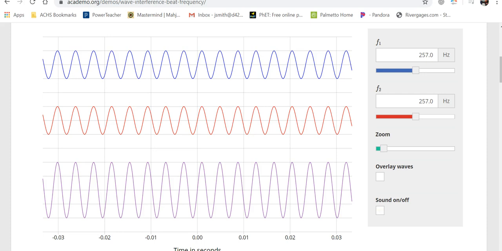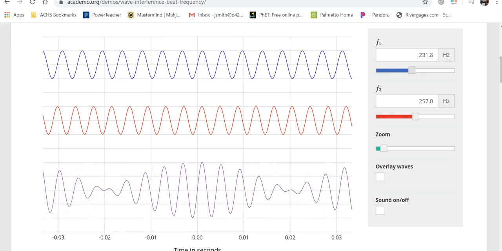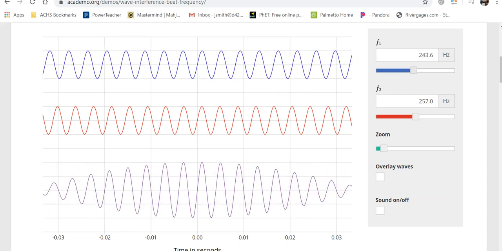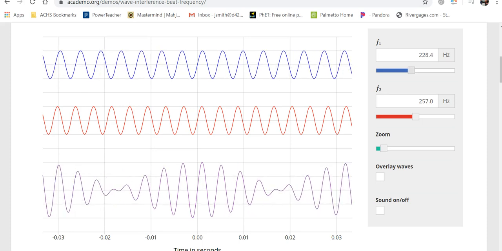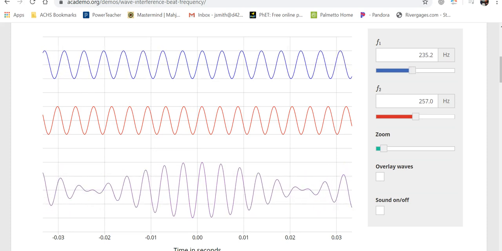What becomes interesting is that when you change the frequency of one of them, they don't look terribly different. The blue one's at 235.2, the bottom one's at 257. And when you play them together, what you're going to notice is that they sound a little different. You get that pulsing sound.